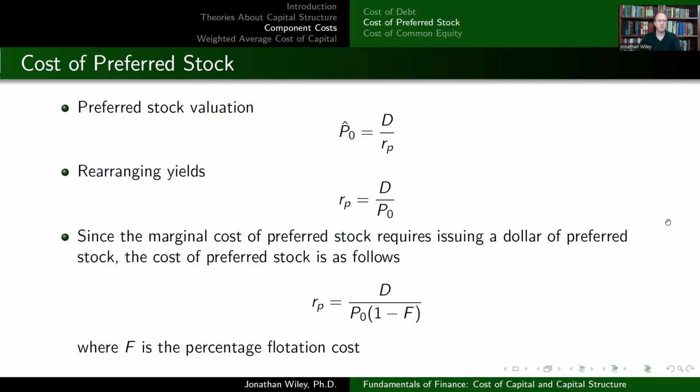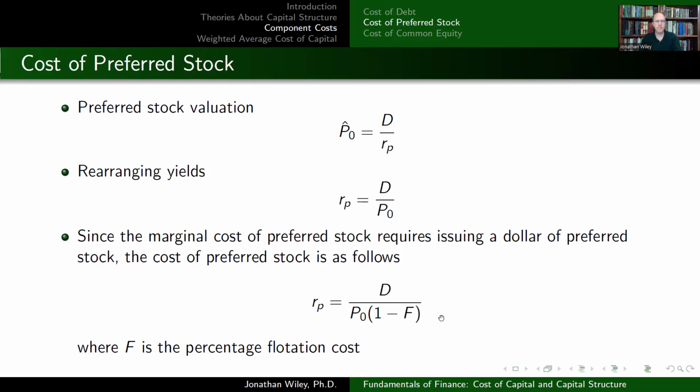Now, the little catch here is if I'm looking at the marginal cost of preferred stock, in order to get an extra dollar of preferred stock, I would actually have to issue preferred stock. And if I have to issue it, then I'm probably working with investment banks and they are charging me fees, which means I now have flotation costs. So in order to modify that, I'm going to have the dividend, but I'm going to divide it by the price times 1 minus F. F is the percentage flotation cost.